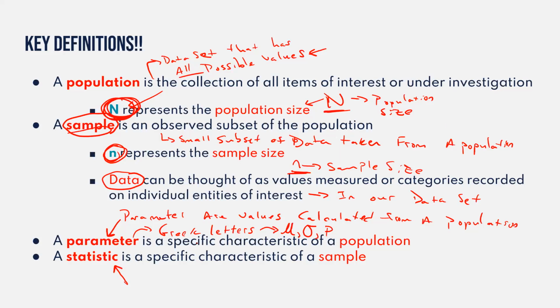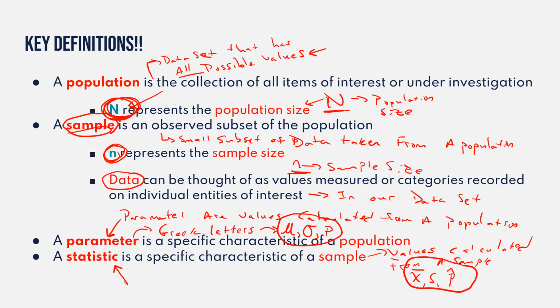And a statistic then is a specific characteristic of a sample, okay? So a statistic is going to be values calculated from a sample. And they're going to get different notations. They're going to be things like X bar, S, P with a little hat above it that's actually going to be called P hat, but I'll define all these going forward. So when you see stuff like this in this course, these are going to be parameters. These are going to be statistics. Parameters come from a population. Statistics come from a sample.